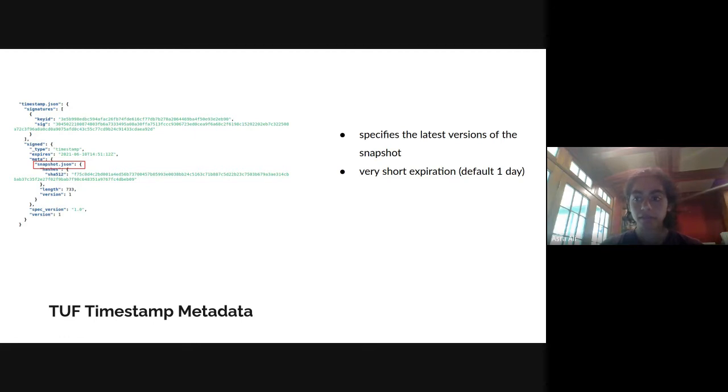This timestamp has a very, very short expiration. It's a single day. And this will specify the latest versions. Any questions on this kind of thing? Maybe it's not so important, but I guess the idea of protecting against version updates is the key idea here. Every time you get a timestamp, you know what the latest versions are.